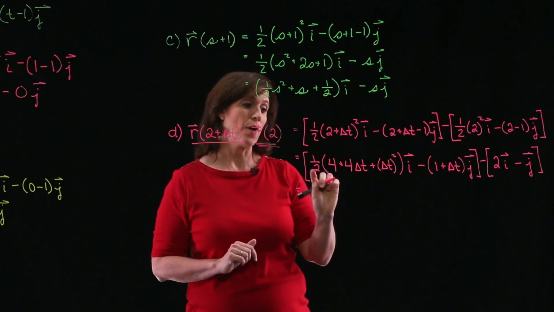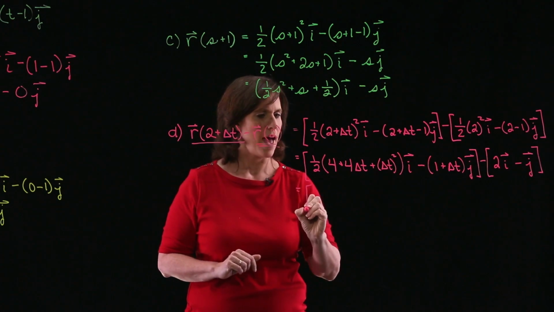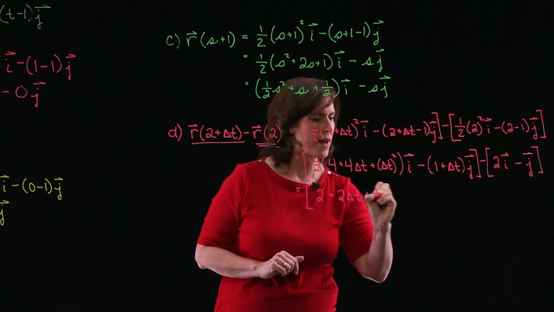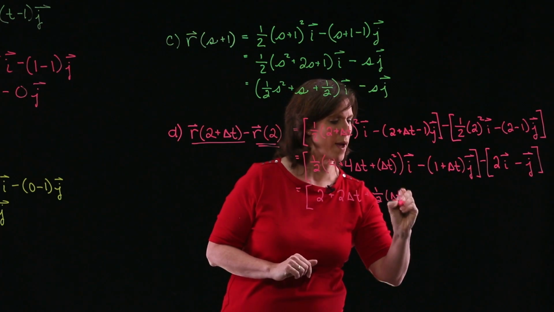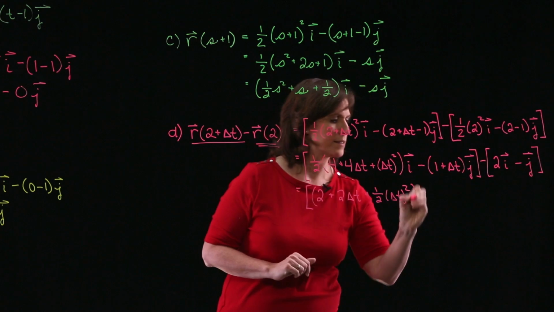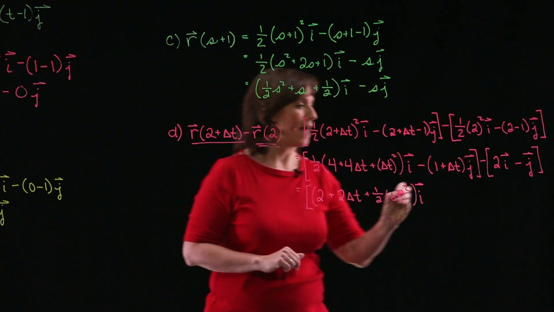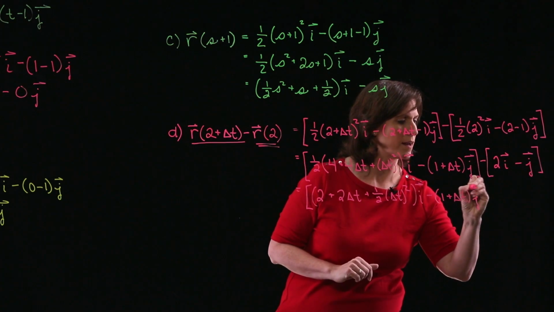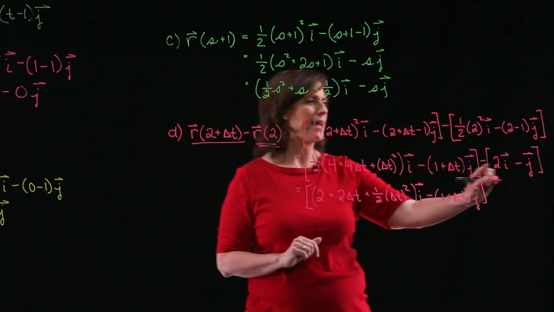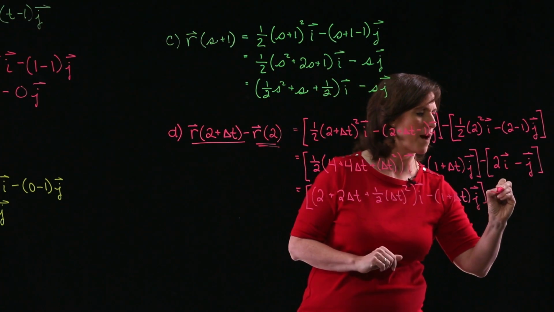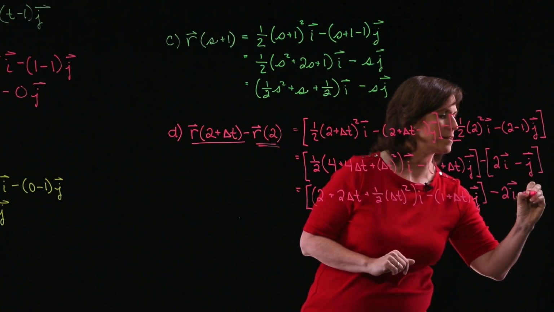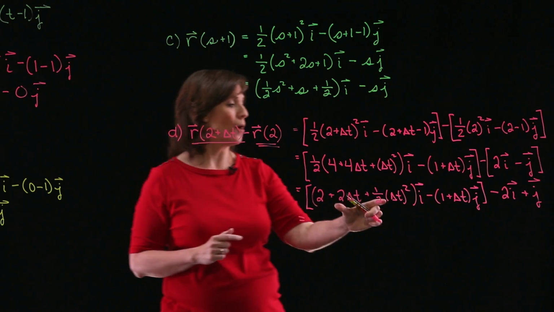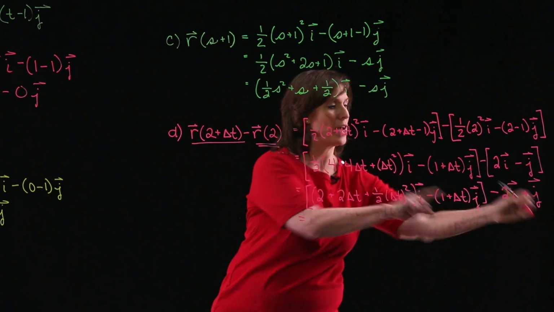Okay. I can go ahead and distribute that 1/2 across, and I'll have 2 plus 2 delta t plus 1/2 delta t squared, all of that times my vector i. And then I'll subtract 1 plus delta t times vector j. I'm going to go ahead and distribute that minus across and look at this as a minus 2 times vector i plus vector j. And now I can combine my components. My i components can be combined together and my j components.